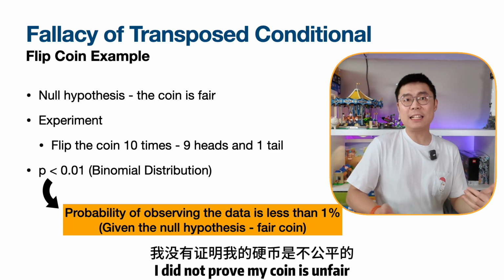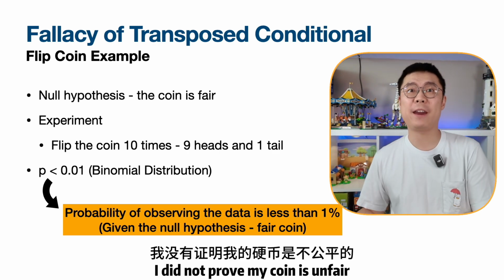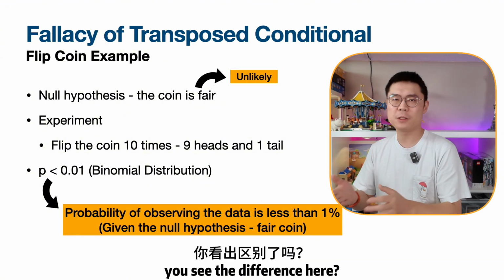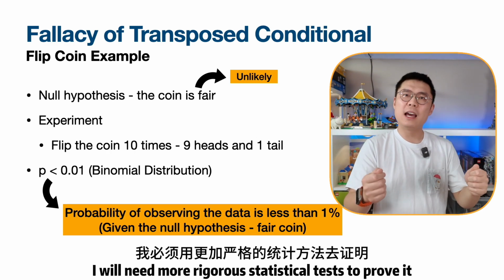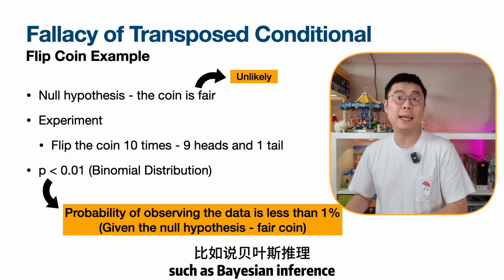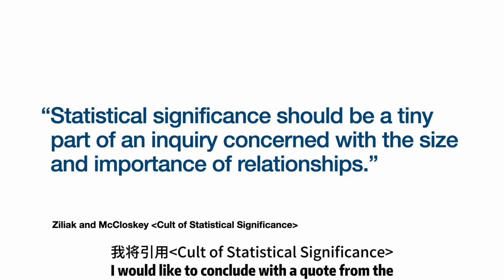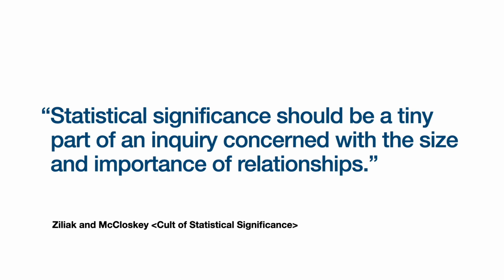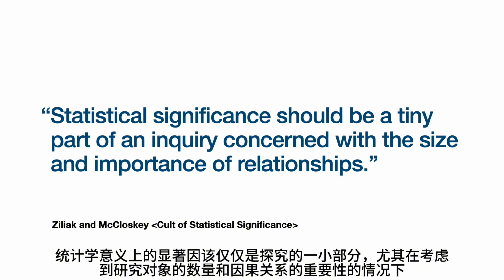At the end, I did not prove my coin is unfair. I only proved that it is unlikely to be a fair coin. You see the difference here? I will need more rigorous statistical tests to prove it, such as Bayesian inference. I would like to conclude with a quote from The Cult of Statistical Significance by Ziliak and McCloskey. Statistical significance should be a tiny part of an inquiry concerned with the size and importance of relationships.